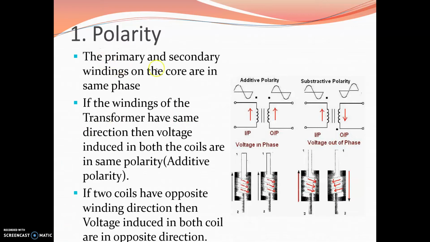We are going to discuss the polarity with respect to the additive and subtractive polarity. This will be the same as we have done for the single-phase transformer. If the windings of the transformer have the same direction, then the voltage increase of both the coils is in the same polarity, that is additive polarity. If the two coils have opposite winding direction, then the voltage increase of both is in opposite direction, that is the subtractive polarity.